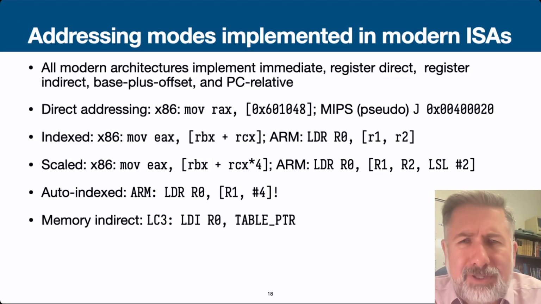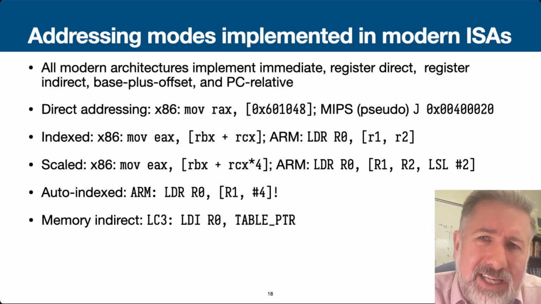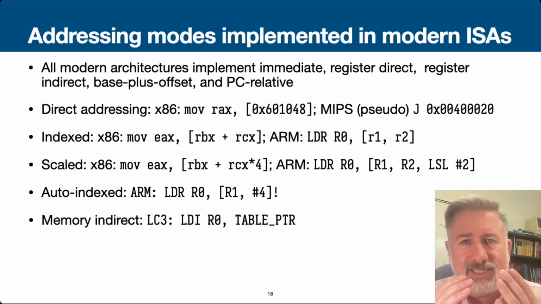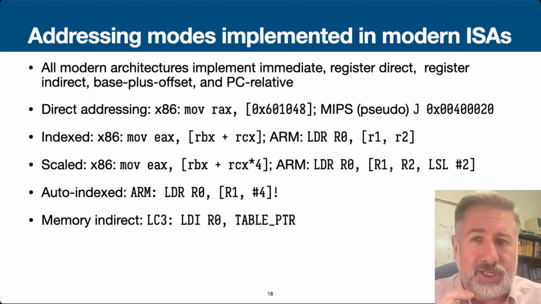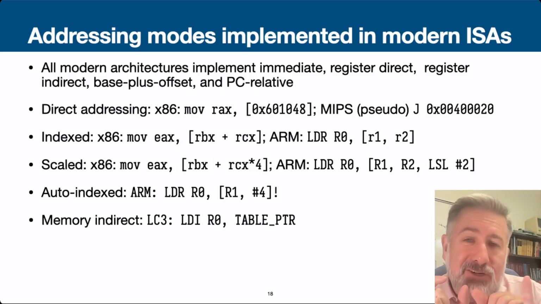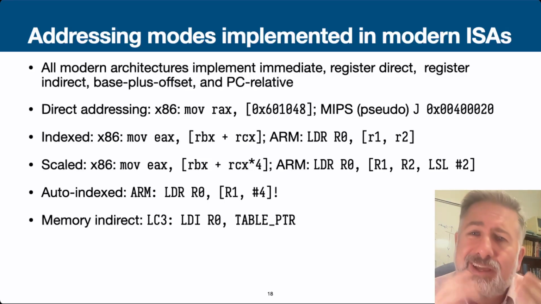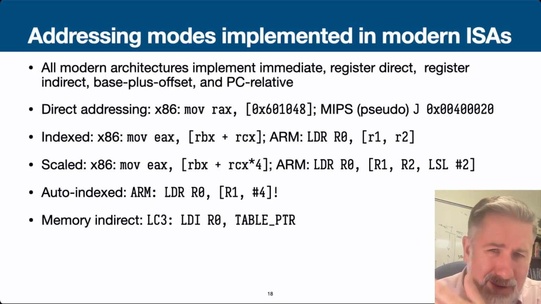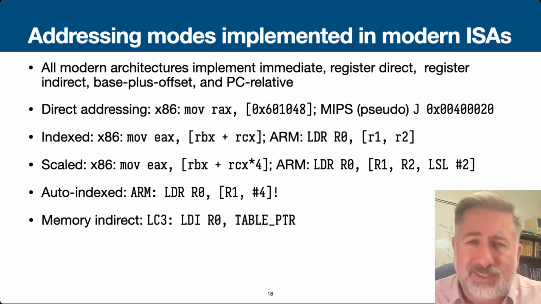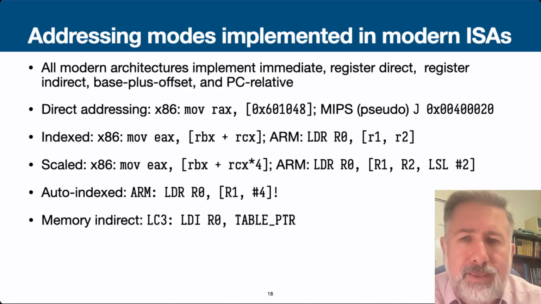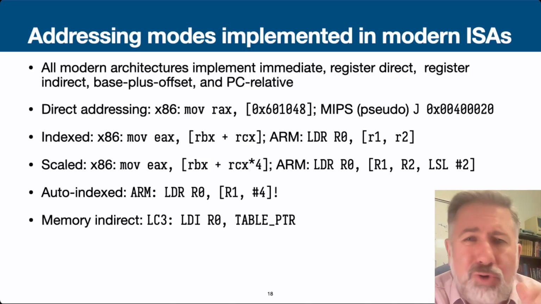Direct addressing, like we talked about, is implemented in x86 because x86 has variable instruction lengths. You can say, do a thing, and here's the complete address of the thing I want you to do, right? You can't do that in orthogonal instruction set architectures because, again, the address size is the same as the instruction size. MIPS has a pseudo version of direct.